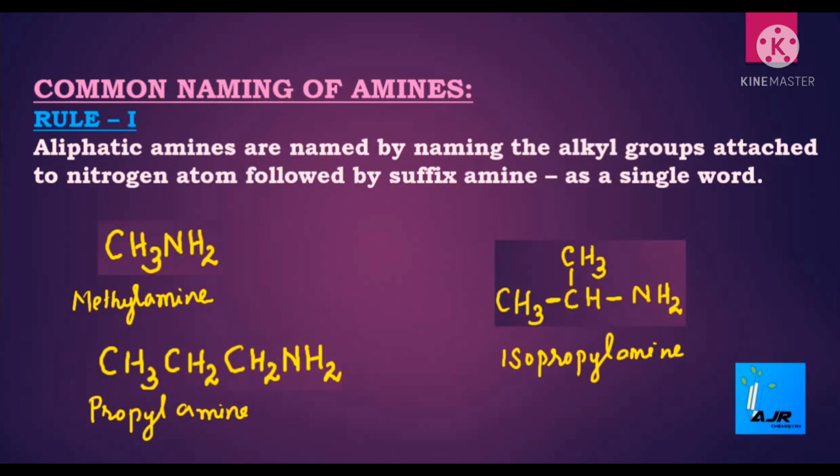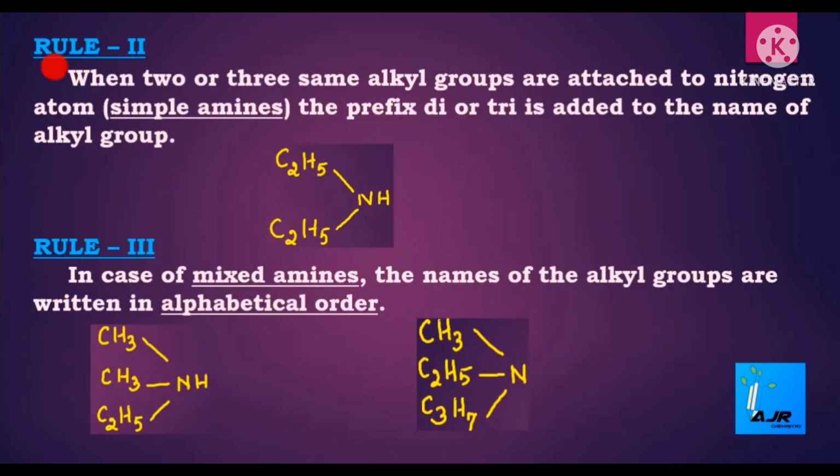So this is the first rule. Let us see the second rule now. Rule number 2: when 2 or 3 same alkyl groups are attached to a nitrogen atom, that is called a simple amine. If that is the case, then the prefixes di or tri should be added to the name of the alkyl group. If the same type of alkyl groups are attached, then we should prefix di or tri in front of the alkyl group.